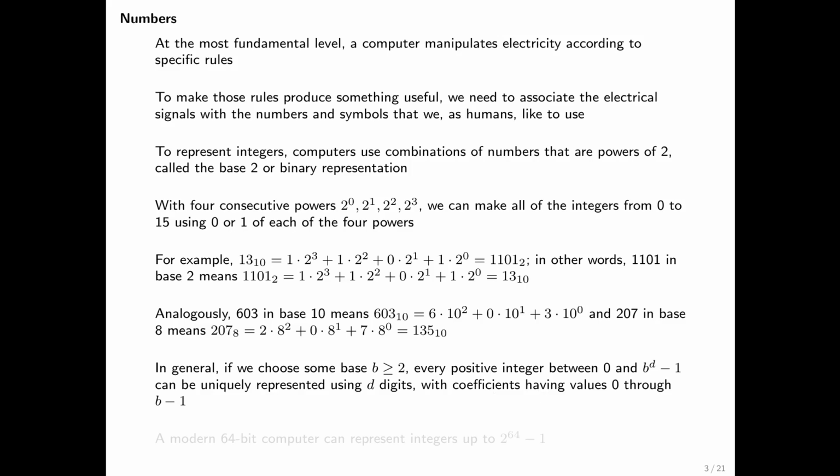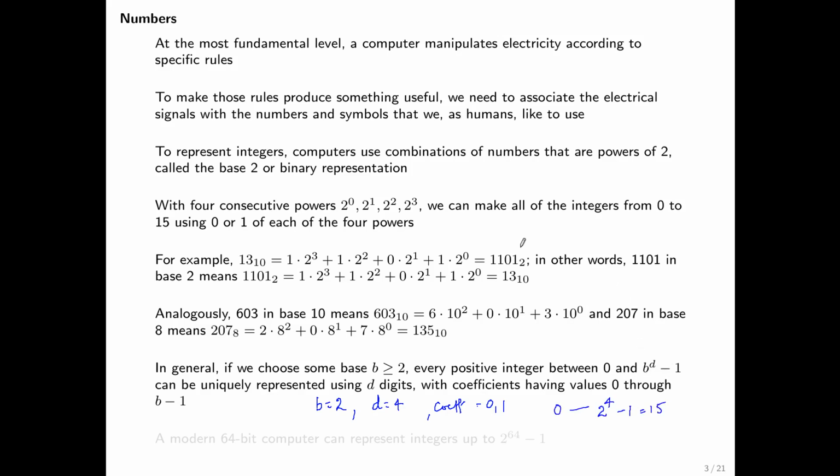So to take an example, let's say we are talking about the binary base. So b is 2. And let's say we fix d to be 4, meaning we are representing numbers just using 4 bits or 4 digits. Since the base is 2, the coefficients can only be 0 or 1, right? And what is the range of values that we can represent? Well, it is between 0 and b to the d minus 1. So it is between 0 and 2 to the 4 minus 1, which is 15.